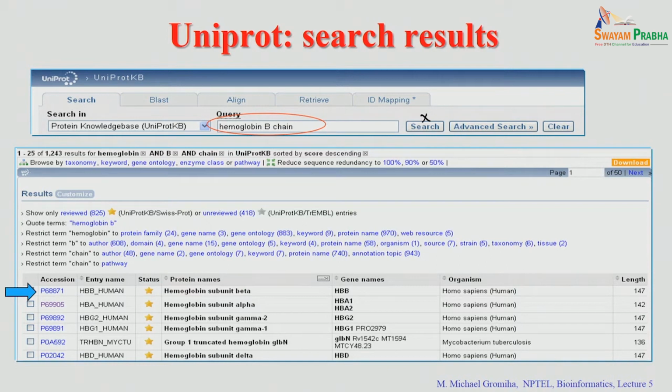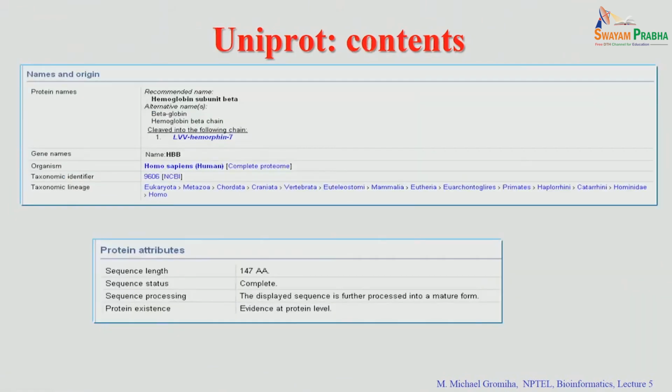We see here the various entries: these are the accession numbers, this is the entry name, and we have the protein names, such as subunit beta, subunit alpha, subunit gamma, and these are the gene names. We have the organism, some from human and some from Mycobacterium tuberculosis. This is the length of the protein: it is 147 amino acid residues in this particular hemoglobin subunit beta. Next they give the synonymous names, the alternate names for this protein, then the gene names, organism and so on.